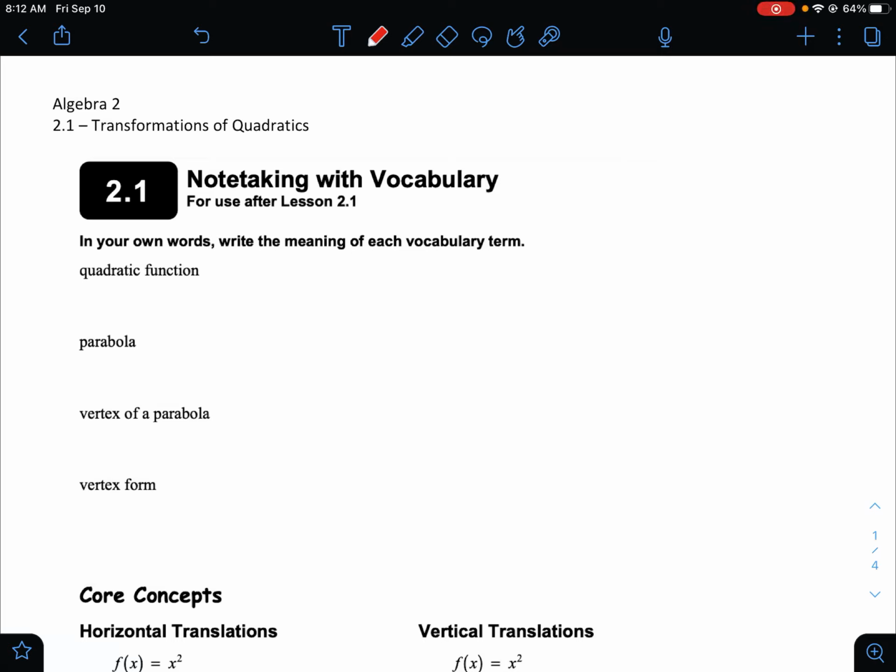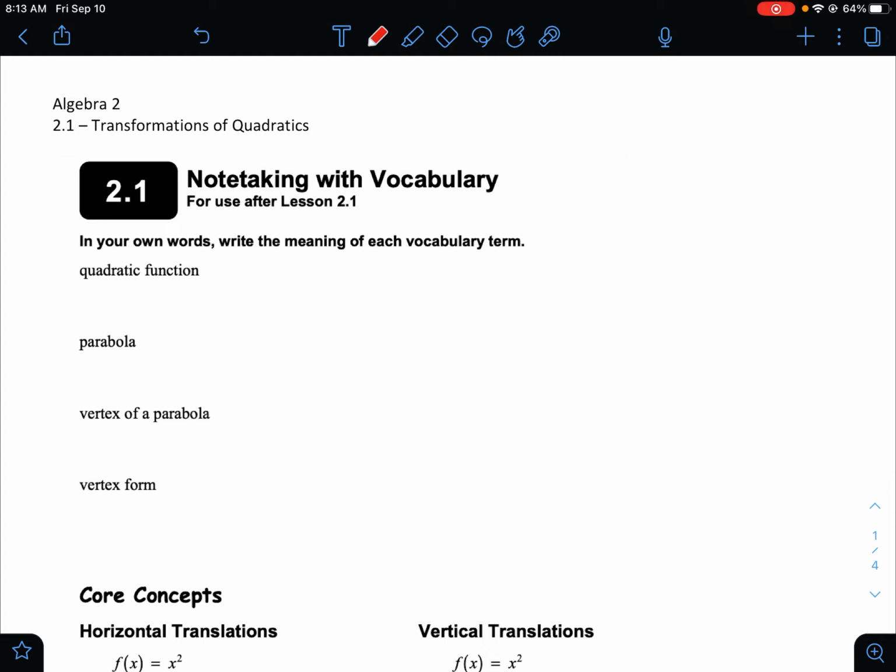Hello, and welcome to Chapter 2. The first thing we're going to start off with here is transformations again. This is going to look familiar to what you did during Unit 1 or Chapter 1. Actually, it's almost exactly the same. The only difference is instead of doing linear and absolute value graphs, we're going to be doing quadratics.